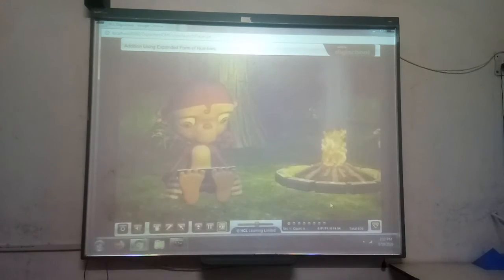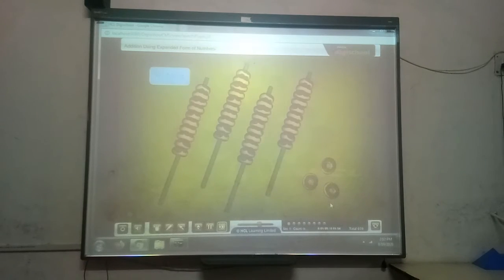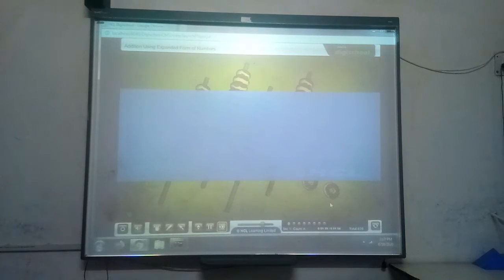Counting large number of objects becomes quick and easy when they are grouped in tens. First, count the tens. Next, count the leftover ones. Then, add the tens and ones together. 4 tens and 3 ones is the same as 40 plus 3. 40 plus 3 equals 43.